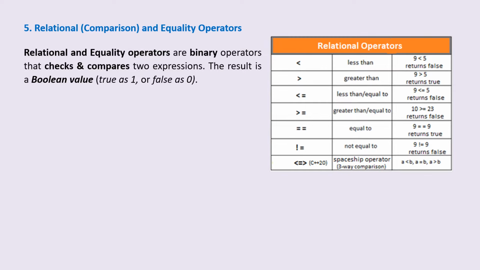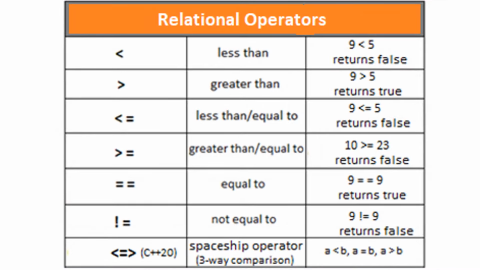The less than operator. I have here an example where we check if 9 is less than 5. If so, system returns true or 1. Otherwise it returns false or 0. In this case, since 9 is not less than 5, system returns false or 0. Similarly, we have greater than, less than or equal to, greater than or equal to, equality operator equal to, not equal to, and the spaceship operator.